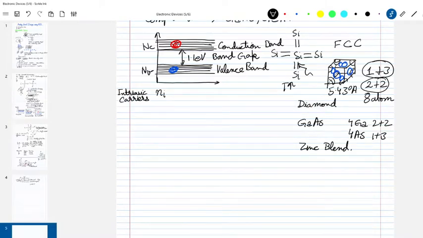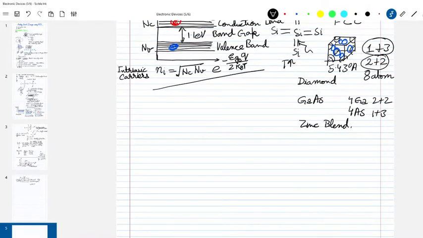They are represented by Ni per meter cube. I'm going to always keep the metric system as MKS. So that will be equal to root of NC and V times e raised to minus Eg in joules divided by twice kT, where k is the Boltzmann constant and T is the temperature in Kelvin. Eg is the energy band gap. If you consider this energy band gap in electron volts, I will put a subscript E here, and then I have to multiply by q. So this is going to be the intrinsic carrier density at any temperature.